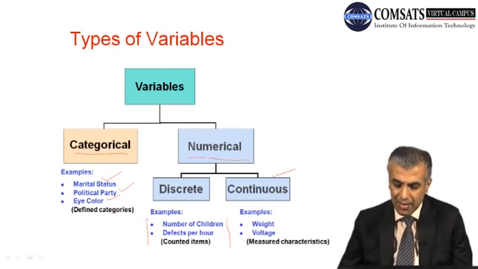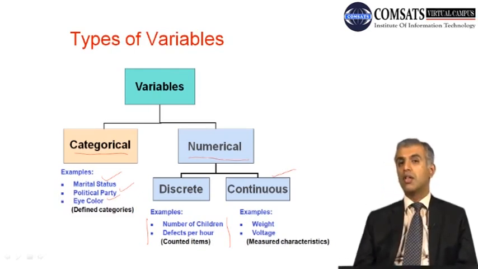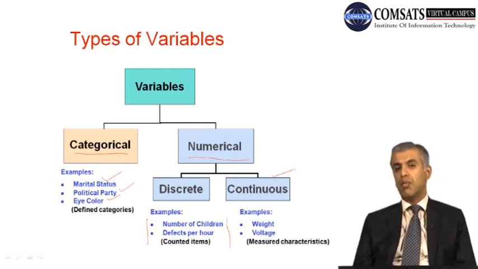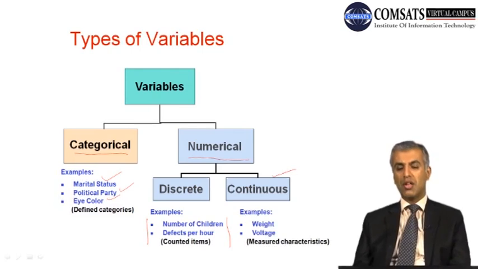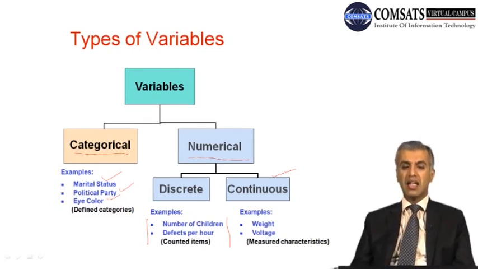Then we have other examples for measured characteristics, also termed continuous variables. In this case, these values do contain decimals or a measured quantity in continuous form, so that's why these variables are termed continuous variables here.